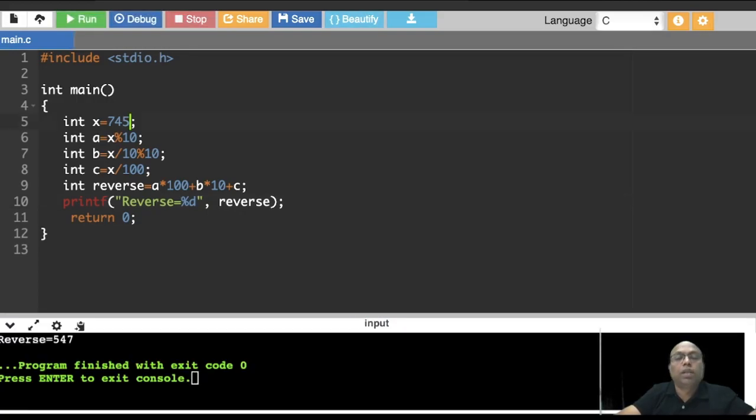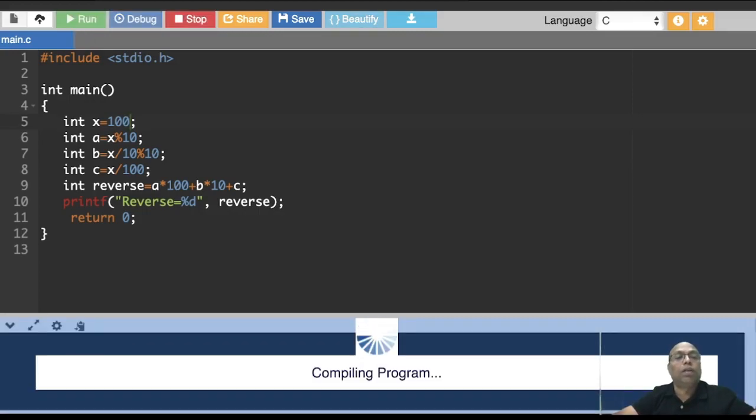547. Let me see whether it is applicable for another number. 123 should become 321. Correct. Okay, what if I put 100? What is the reverse of 100? The reverse of 100 is not 001. Sorry, the reverse of 100 is only 1 you will get. Why? Because 0 into 100 would be 0, plus 0, plus 1 I'm going to get. Therefore, it will be 1.